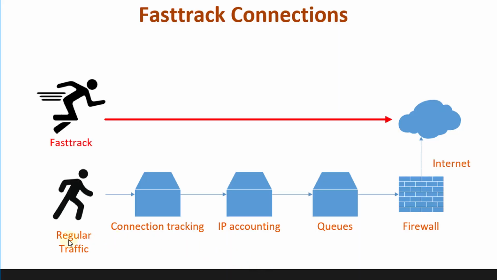Regular traffic goes through connection tracking and IP accounting. IP accounting checks how many packets or how much data passes through a connection, and connection tracking, as it says, tracks the connections initiated through your router. The queues, as we all know, manage our bandwidth, and the firewall controls what comes in and what goes out. So this is the path for regular traffic.